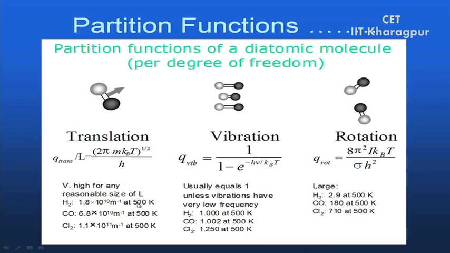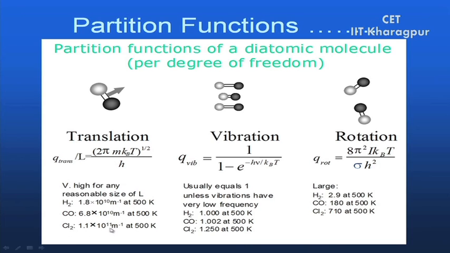And the translational partition function has this expression, where L is the box length, and it is per degree of freedom. It is generally very high for a reasonable size of L, the box length. For H2 it is of the order of 10 to the power 10 per meter at 500 Kelvin. For CO it is also of the order of 10 to the power 10.